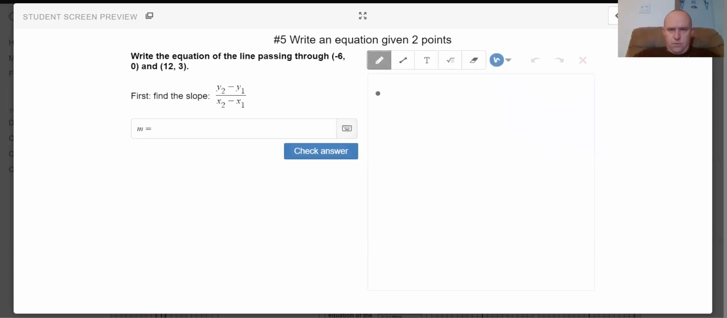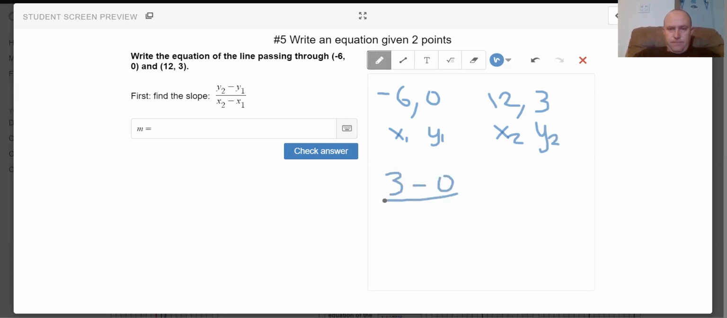So as we're doing this one here, oops, this one didn't come out very nice. Negative 6, 0, and 12, 3. So I'm going to call that one X1. I'm going to call that one Y1, X2, Y2, and then I'm going to use that formula that you can see over here. So Y2 in the top corner is 3 minus Y1, which is 0. Bottom row, X2, that would be 12. Take away X1, it's negative, so I got 2 negatives here. You could change it into plus 6.